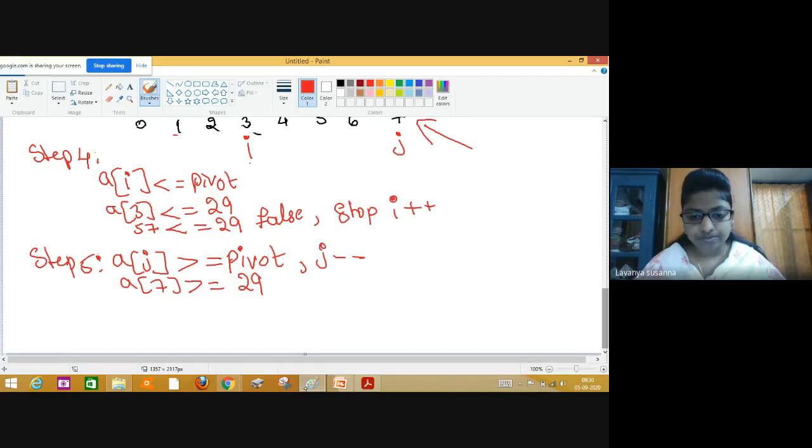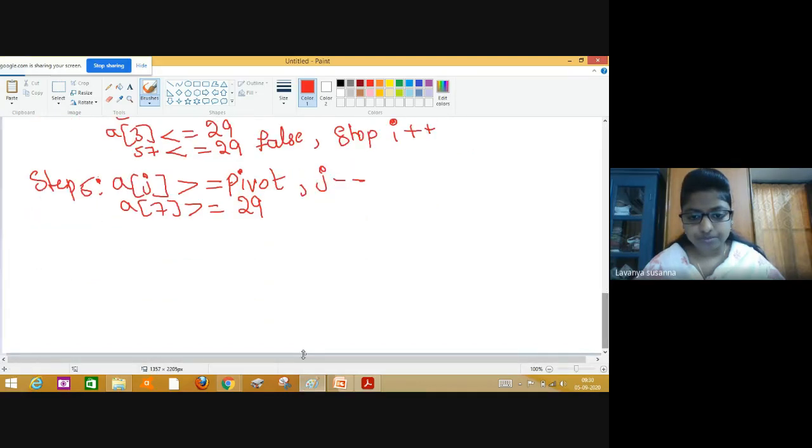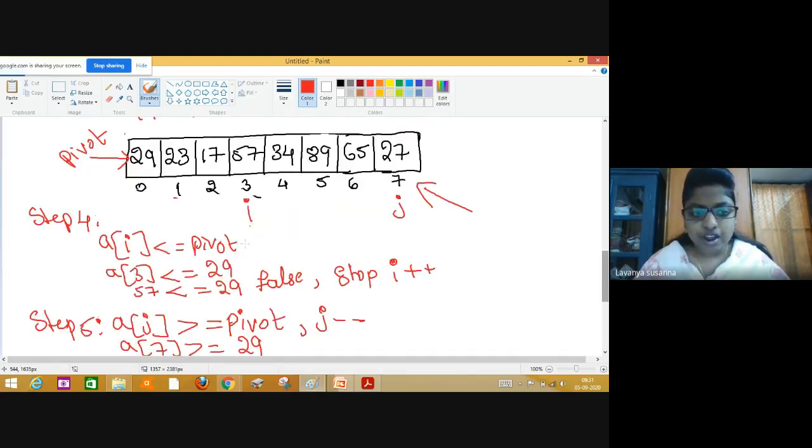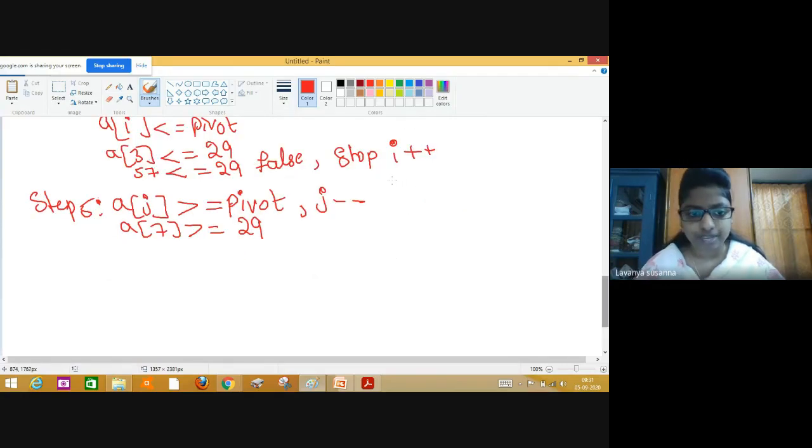Okay, write down. See A of 7 in the previous step array. A of 7 means 27. J is pointing to the 7th index. A of 7 means 27. 27 greater than or equal to 29: true or false? False.